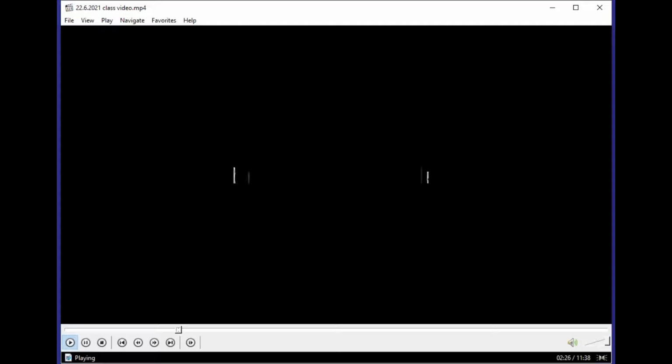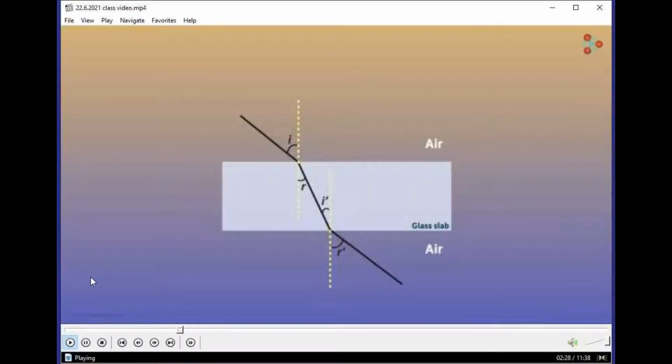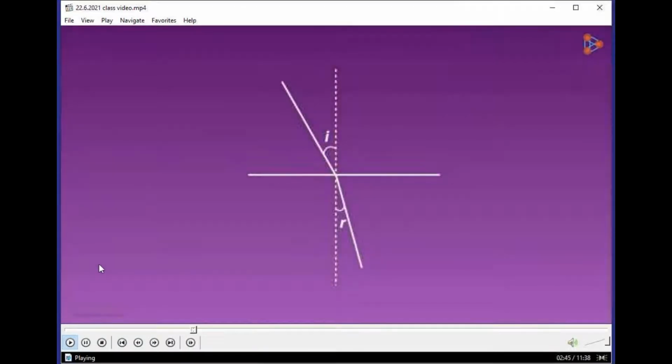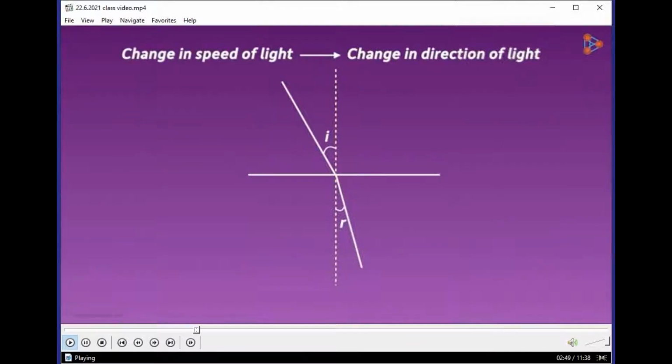The next one, refraction. In the previous part of this lesson, we saw what refraction of light is. It's simply the bending of light when it travels from one medium to another. The question I left you with was, why does light change its direction after entering another medium at an angle? Let's discuss that in detail. The change in direction of light occurs because of the change in the speed of light in that medium.